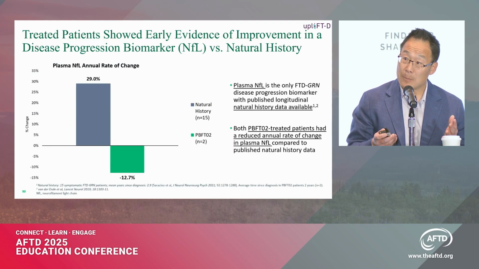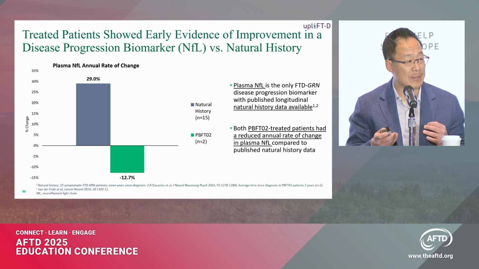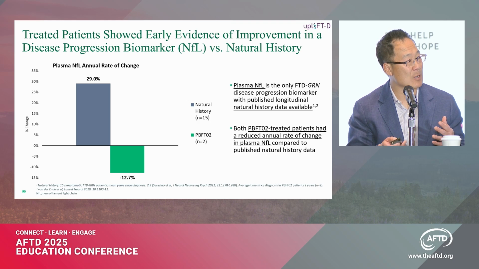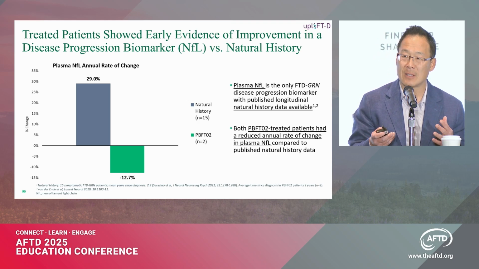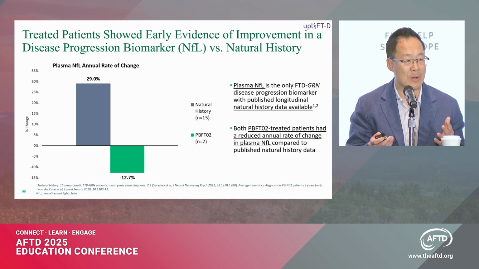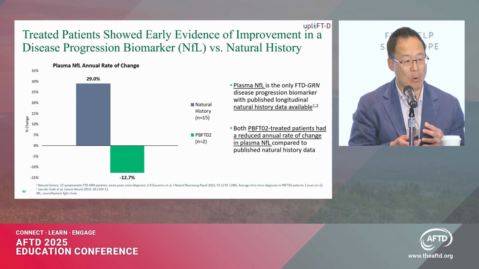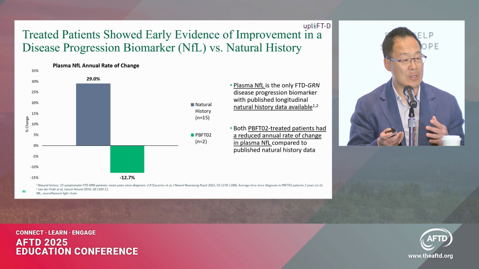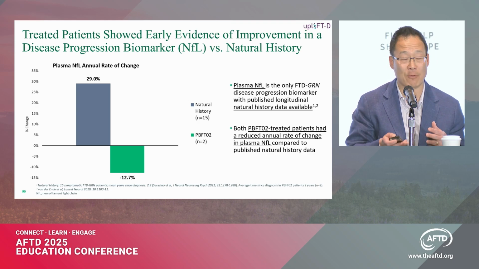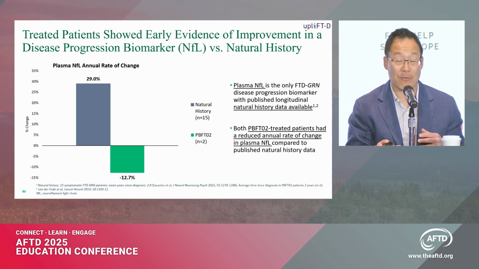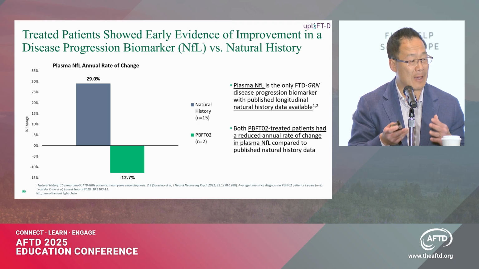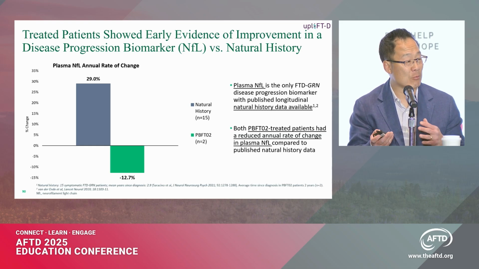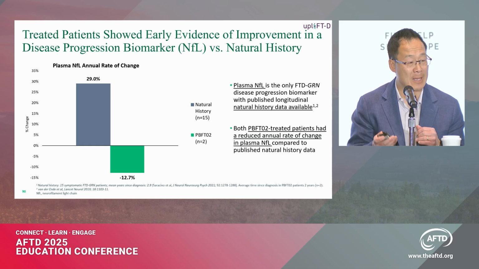The other interesting piece of data that we're starting to interrogate is on the biomarker of neurofilaments. So neurofilaments are a sign of degenerating neurons. And in FTD, neurofilament levels in the plasma are really the only biomarker where we understand what the disease progression looks like in untreated patients. So we have good natural history data for plasma levels of neurofilaments. And from this natural history data, untreated FTD patients who have the GRN mutation and are symptomatic have an annual rate of change of about 29% of plasma neurofilaments.